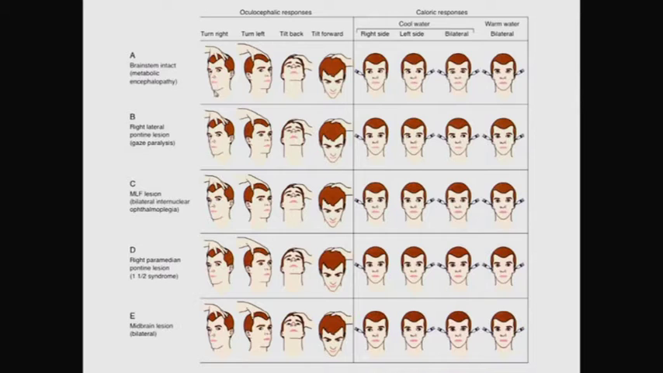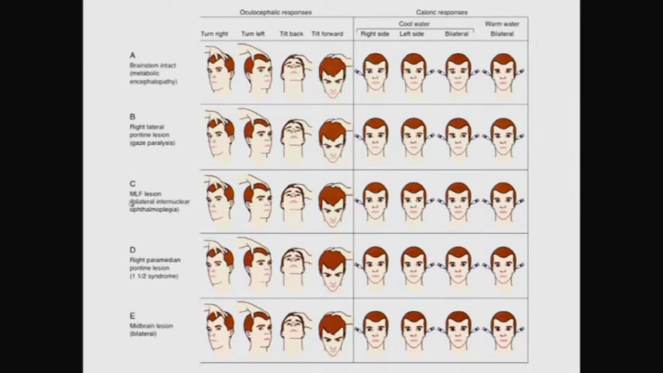So if you have a lesion in the right lateral pons, for example, that causes gaze paralysis to one side. If you test their eye movements by turning their head to the right, that's normal, so their eyes are still looking ahead. If you turn their head to the left, the eyes don't compensate, and the eyes look to the left with the head. Vertical eye movements are normal. So that's a sign of a lesion on the right side of the pons.